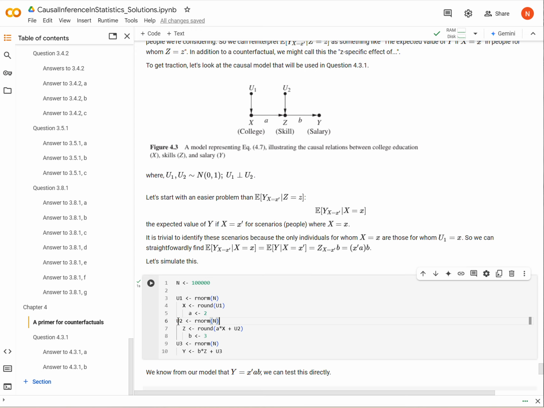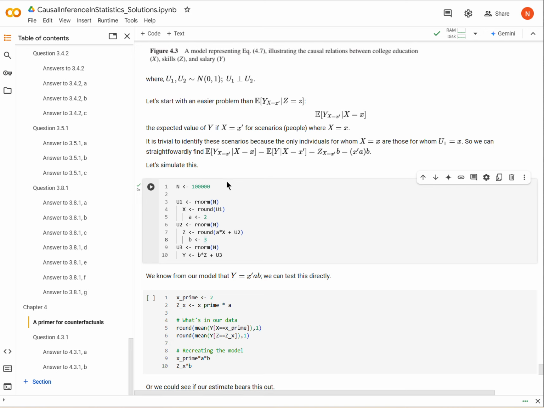Now I have u2, and I have z. What is z? It's a times x plus u2. Then I need to assign a value for b, and I'm just making that up to make the simulation run. Then I have y, which is b times z plus u3. So we have the simulation, we run it, and now the computer has all of these data points.